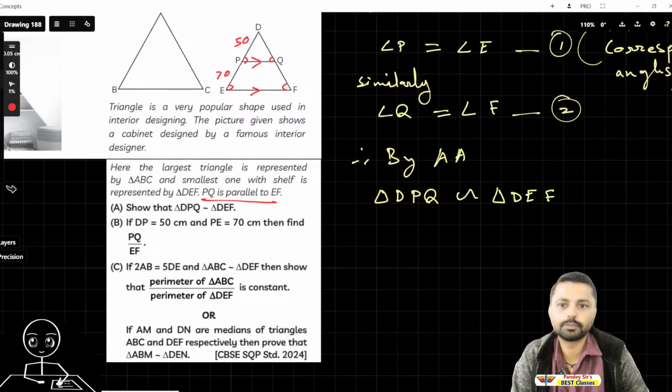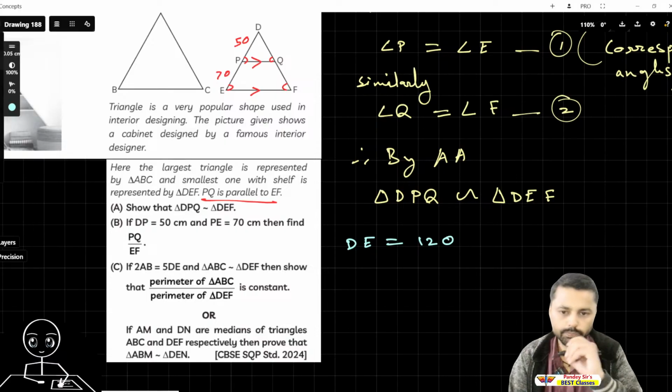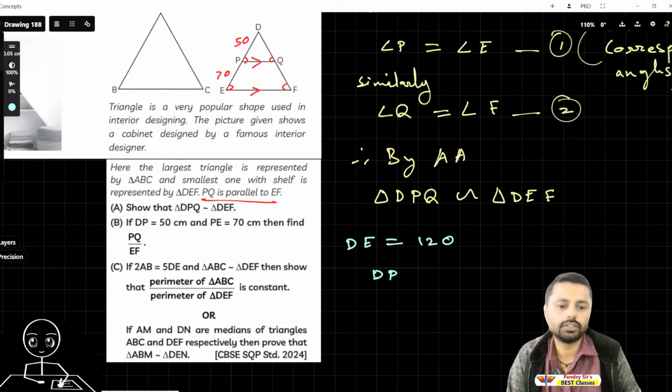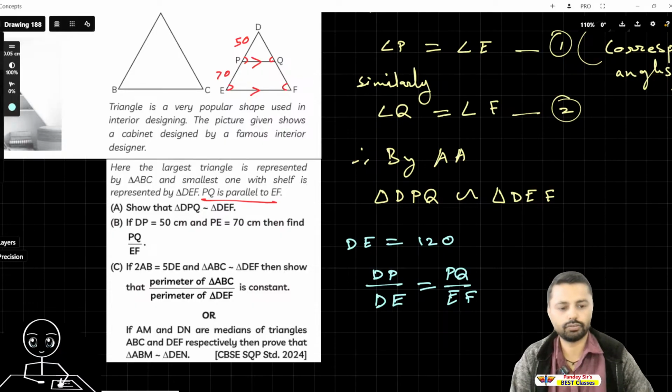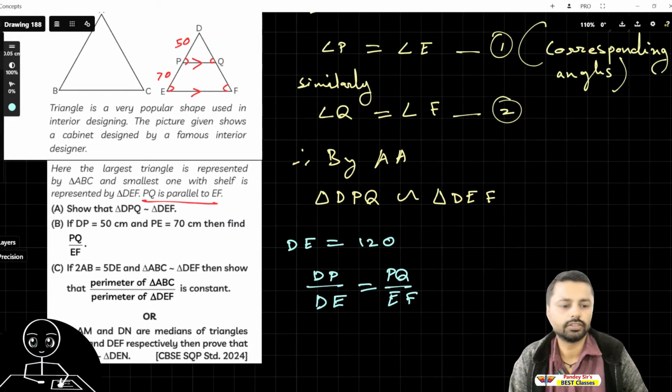Now don't see these steps. So DE will be 120. Now DP by DE will be equal to PQ by EF. Let's put their values. So DP is 50. 50 by 120 equal to PQ by EF.